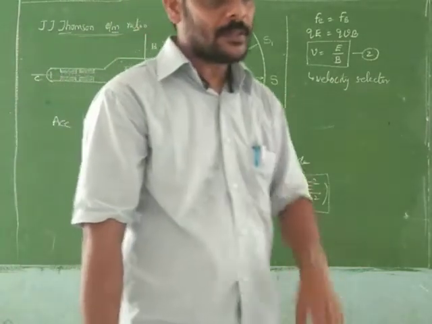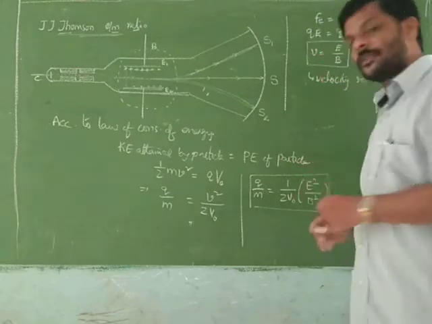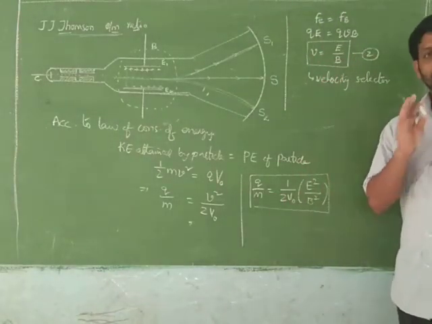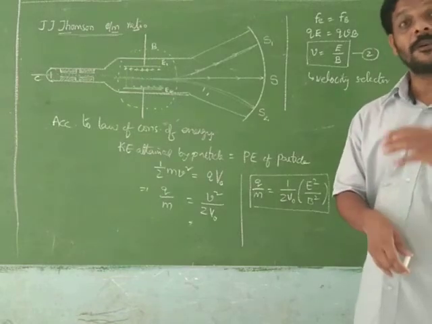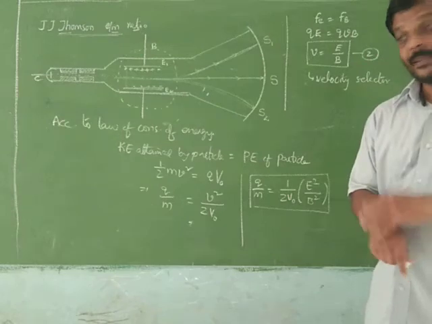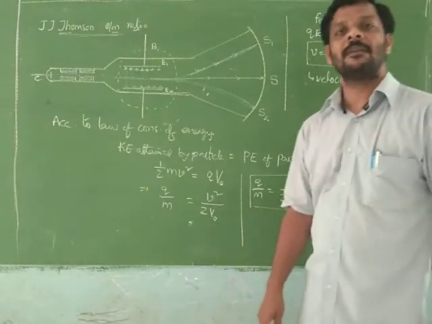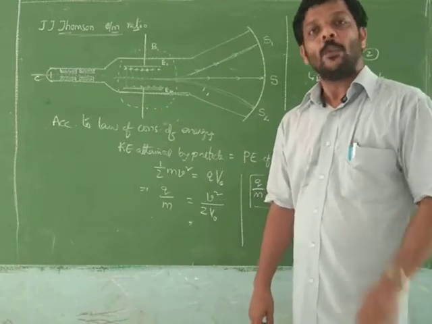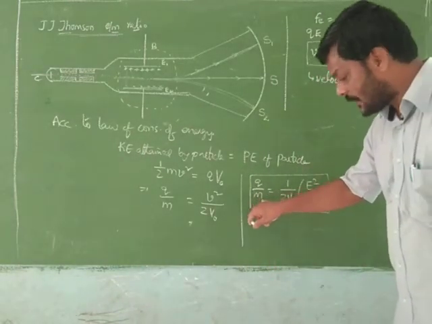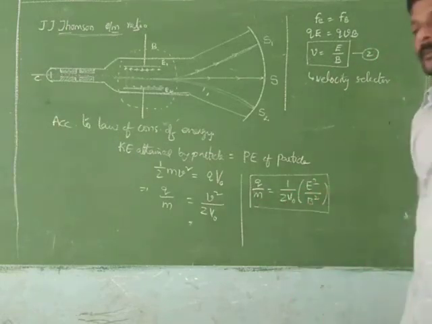Now the point is, electric field intensity, magnetic field intensity, potential, I applied and found out the e by m value. The same experiment you did with different values of E, B, V0. Can I get the same e by m value? Yes, it is. That is the beauty. Whatever be the values of E, B, V0, the specific charge of the electron is constant.